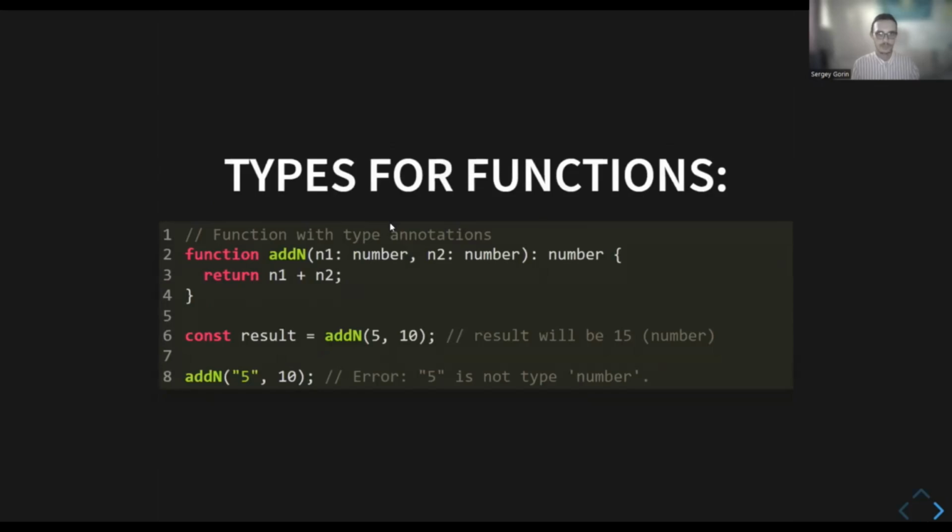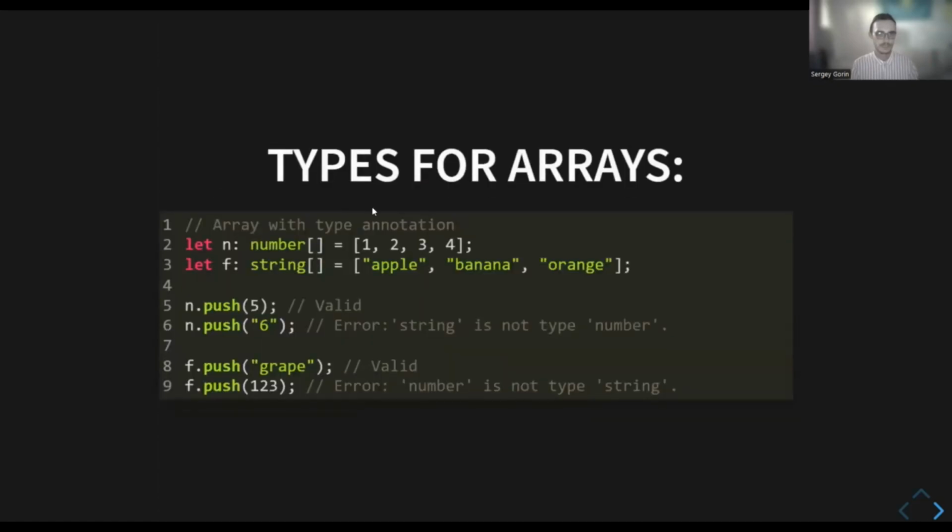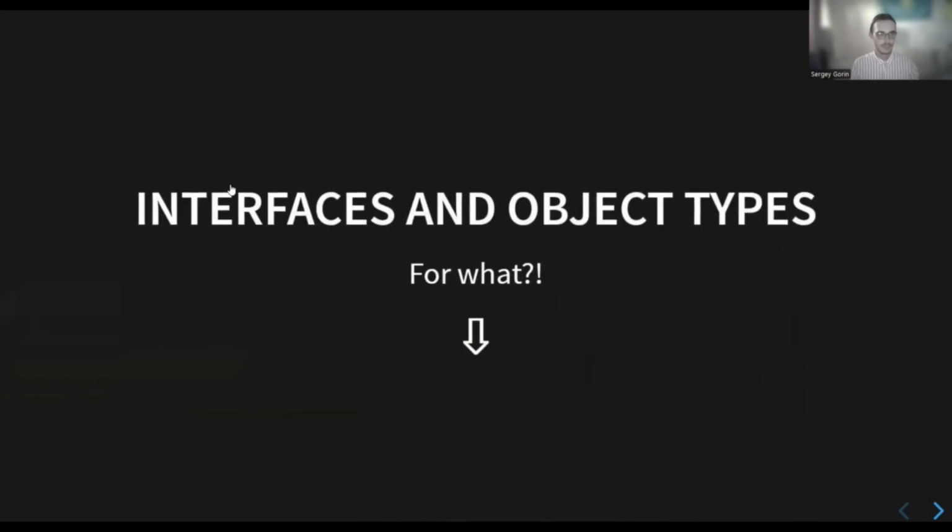Also, TypeScript allows you to specify parameter types and return types for a function using type annotation. This helps in catching errors and providing clear interfaces for the functions. In TypeScript, you can define arrays with specific element types using square brackets, followed by the type, and so on. Interface and object types. What are they for?